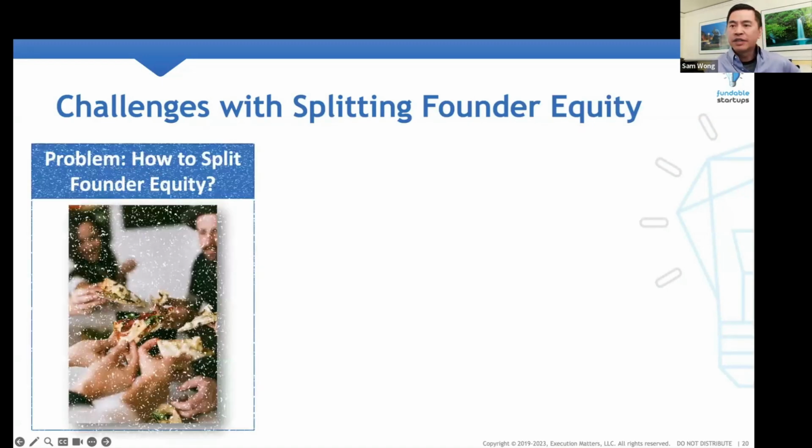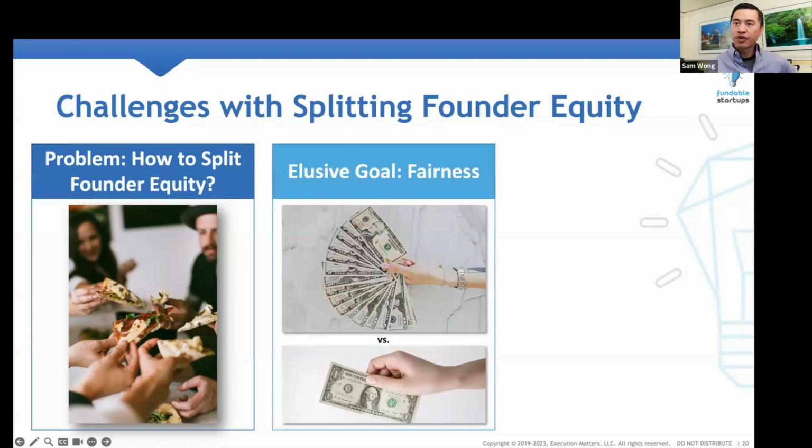Okay. So let's talk about founder equity and splitting founder equity. The ultimate issue is when you're first getting started and trying to launch your startup, you only have a certain amount of pie, so to speak, or a pizza pie, as these guys are trying to split the number of slices that people get. How do you do it? Well, first off, you should establish the goal. I think most people would agree that the goal should be fairness.